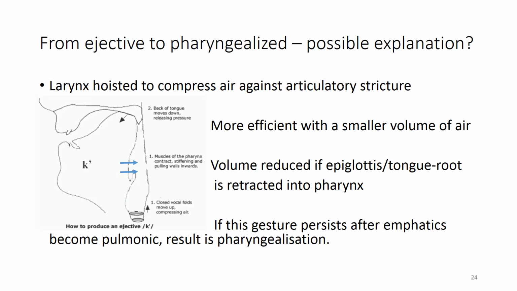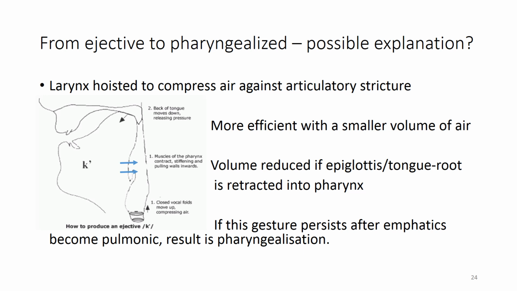Having looked at diachronic changes from Proto-Semitic ejectives to modern Semitic pulmonic emphatics, it's worth thinking about why they ended up as pharyngealized sounds instead of, say, palatalized sounds. There is, I think, a possible phonetic explanation. In the production of an ejective, as mentioned before, the larynx acts as a piston. It's hoisted up in order to compress the air above it against an articulatory constriction. In the diagram here, the constriction is at the velum for the production of the velar ejective stop.